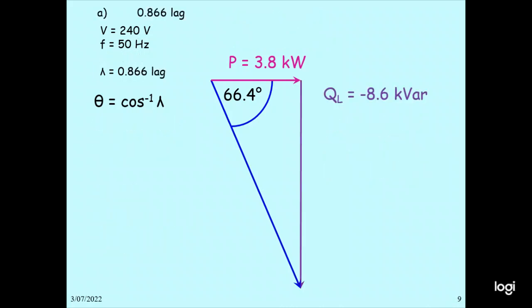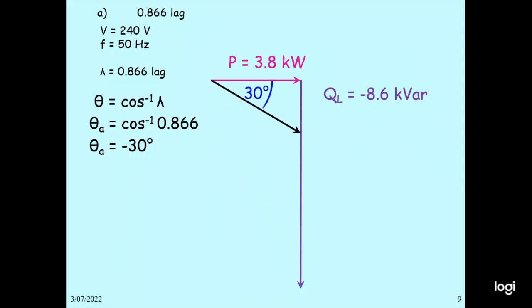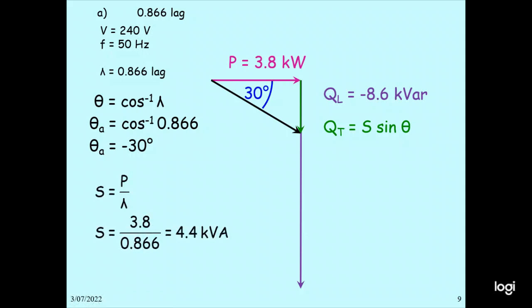So we have to find this angle. We want 0.86 lagging, so taking cos inverse of 0.86, we get 30 degrees. So this 30 degree angle we draw, and then we get Q equals S sine theta. S equals P divided by lambda, so 3.84 divided by 0.866 gives 4.4 kVA. Then 4.4 multiplied by 0.5 gives 2.2 kVA.